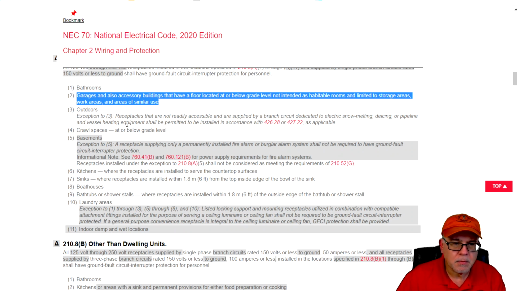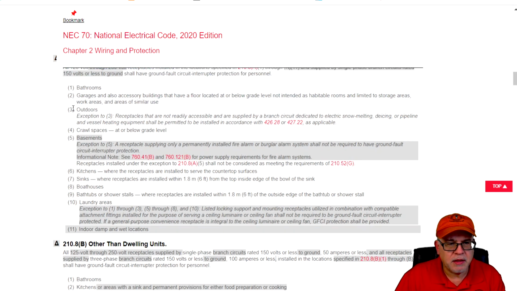Okay. The next requirement is number 3, which is outdoors. Now, there's an exception to this, but in general, any receptacle that falls under the scope here, remember, let's not lose sight of what the scope is, 125 volt through 250 volt receptacle ratings, and as long as it's single phase and it has 150 volts or less to ground, okay, that's usually going to be one of the legs to ground, then outdoor receptacles are going to have to be GFCI protected.